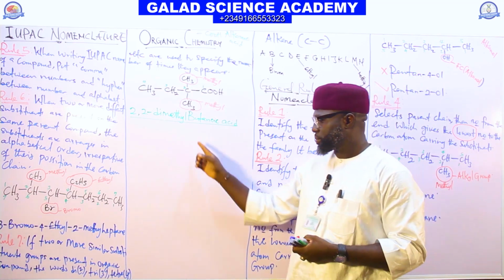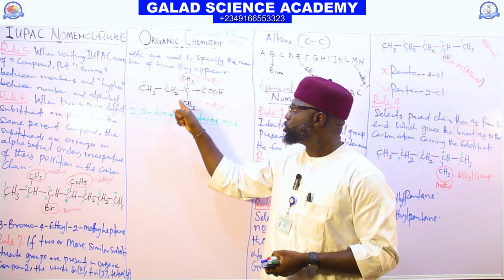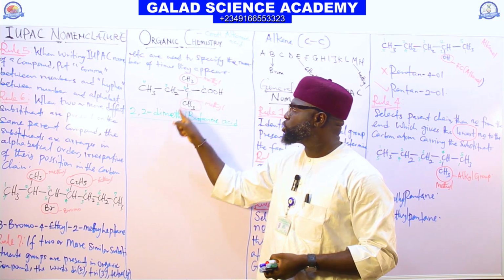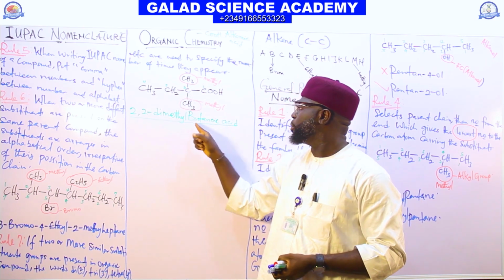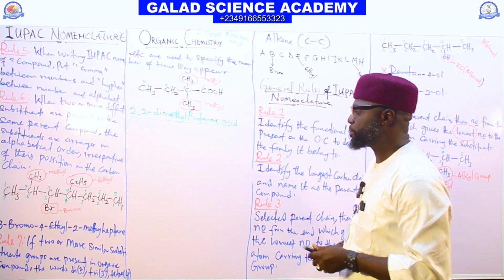We call it 2,2, because the two methyls are attached to carbon 2. Dimethylbutanoic acid. Let me give another example.